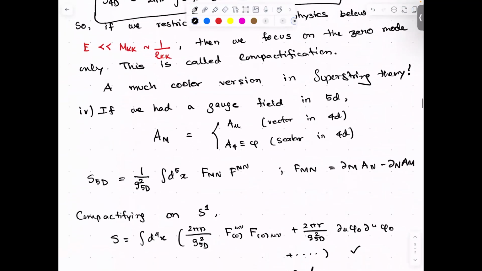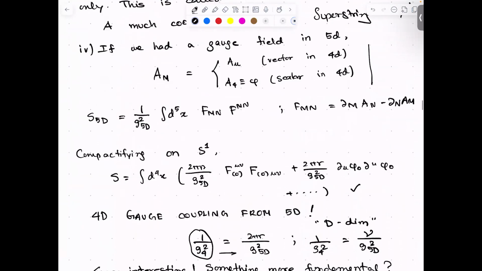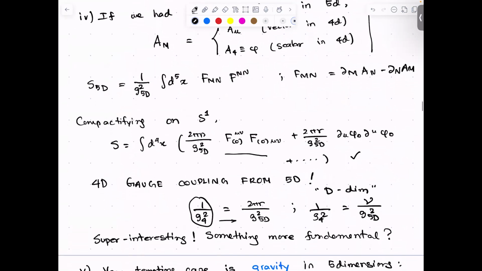Okay, so we can play around with this again. We can do this for a gauge field in 5 dimensions, and the punchline that I wanted to give is that 4-dimensional gauge fields, Maxwell fields and everything, can actually arise from a 5-dimensional theory, or it's just a toy model that Kaluza-Klein was playing around with. That's what I'm trying to present.